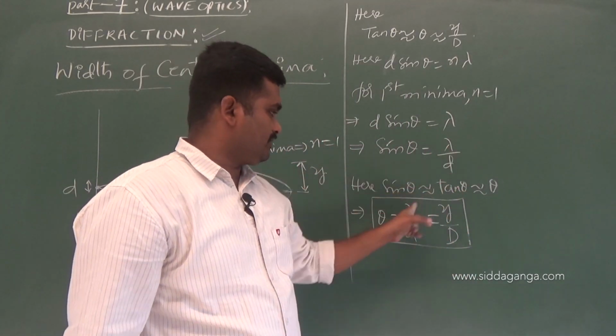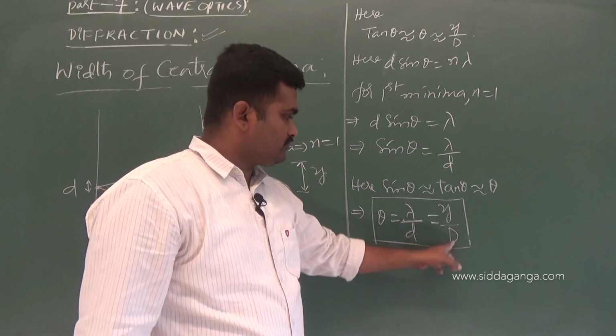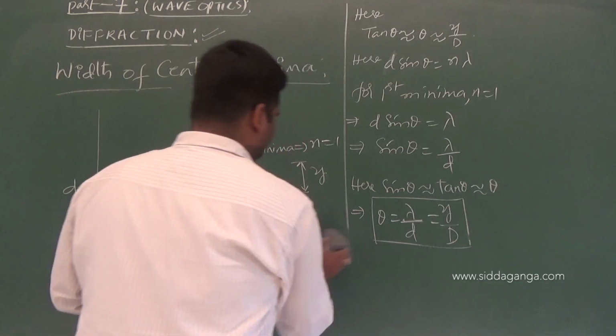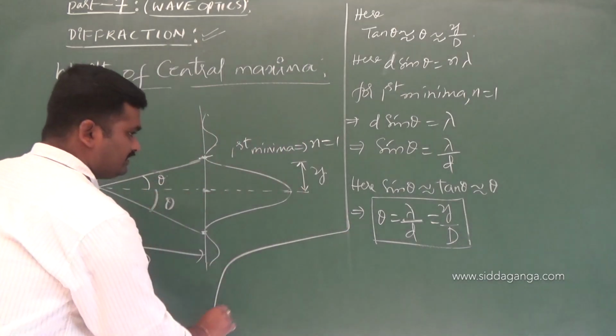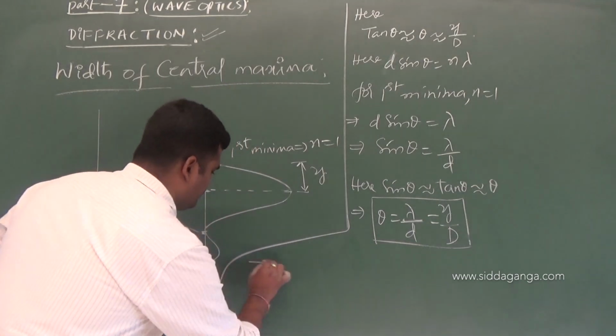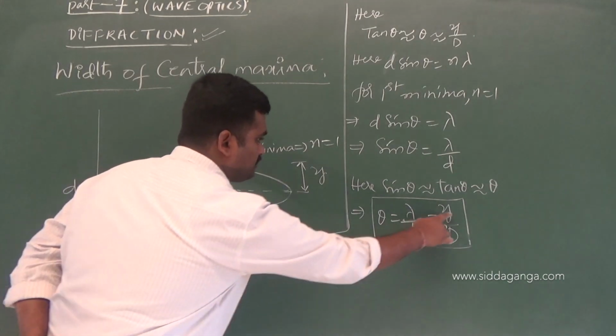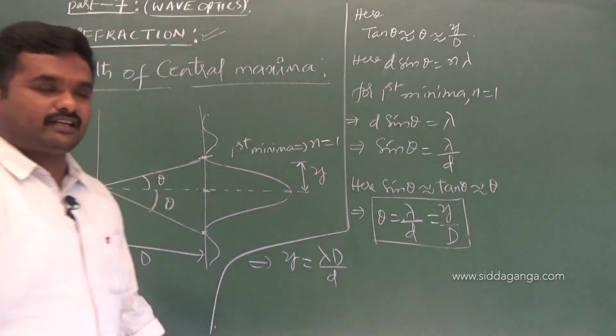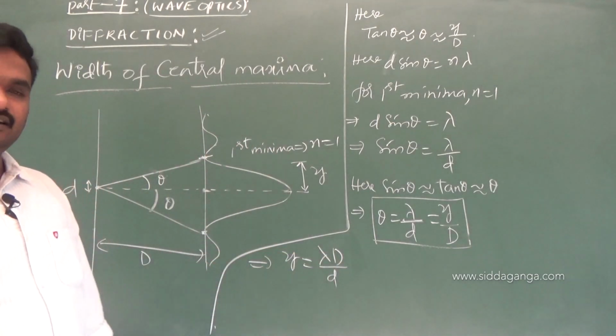Sin theta equals lambda by small d, and once again it is equal to y by capital D. From this, just by mathematical calculation, from this equation what can you write here? y equals lambda capital D divided by small d. Can't we write like this? y equals lambda capital D by small d.